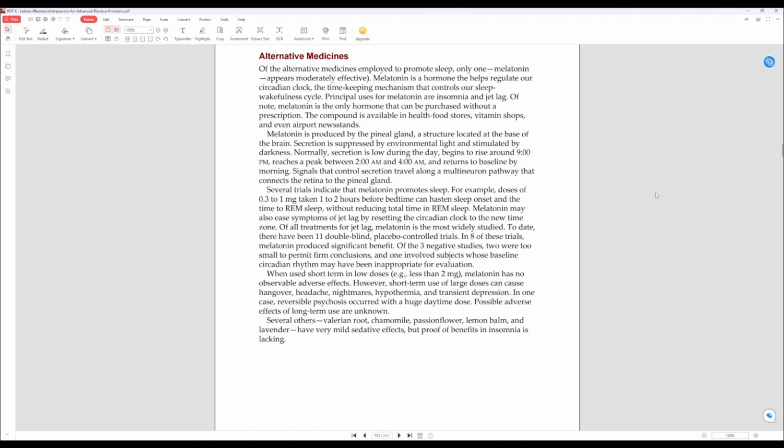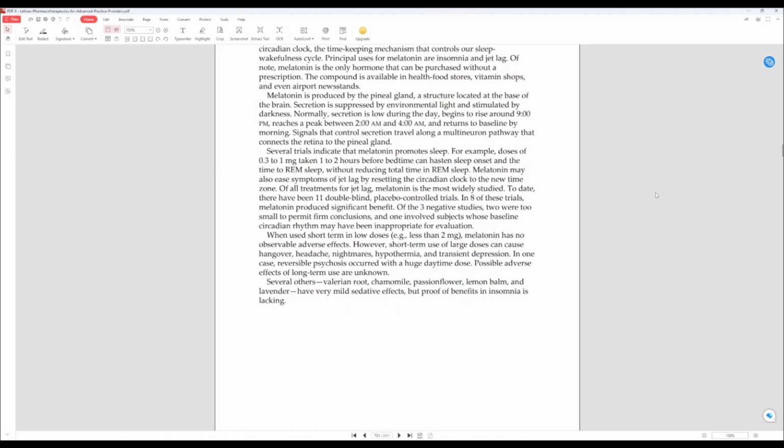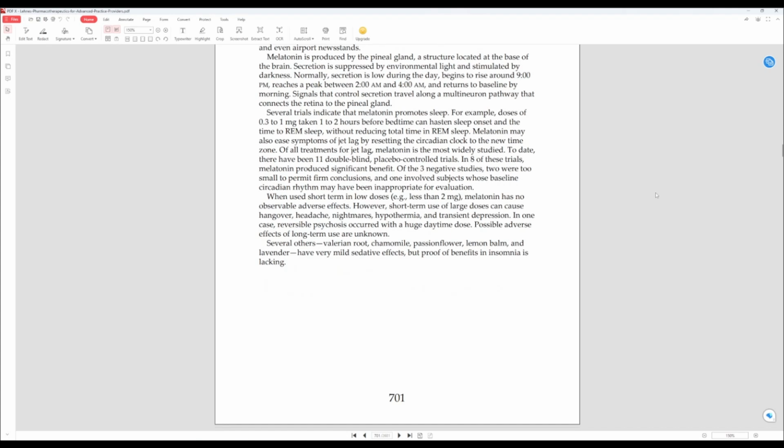Several trials have indicated that melatonin promotes sleep. For example, doses of 0.3 to 1 milligram taken 1 to 2 hours before bedtime can hasten sleep onset and time to REM sleep, without reducing total time in REM sleep. Melatonin may also ease symptoms of jet lag by resetting the circadian clock to the new time zone. Of all treatments for jet lag, melatonin is the most widely studied.